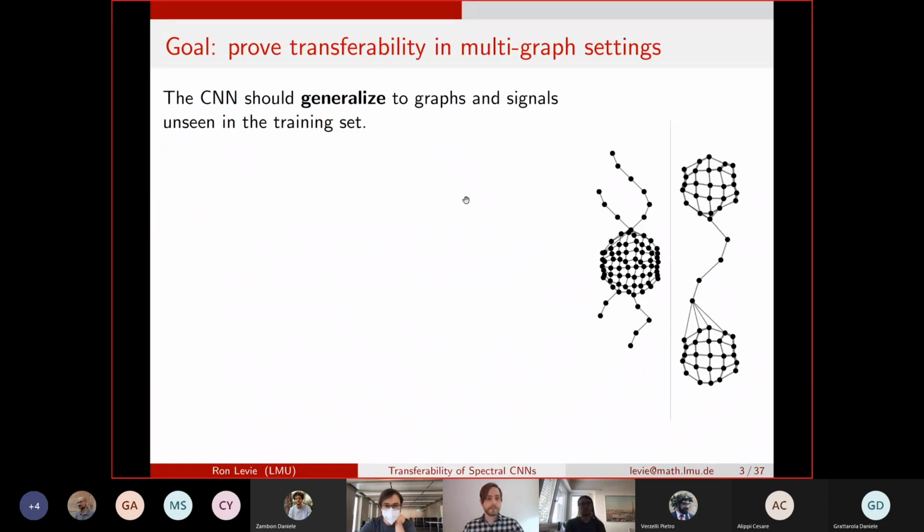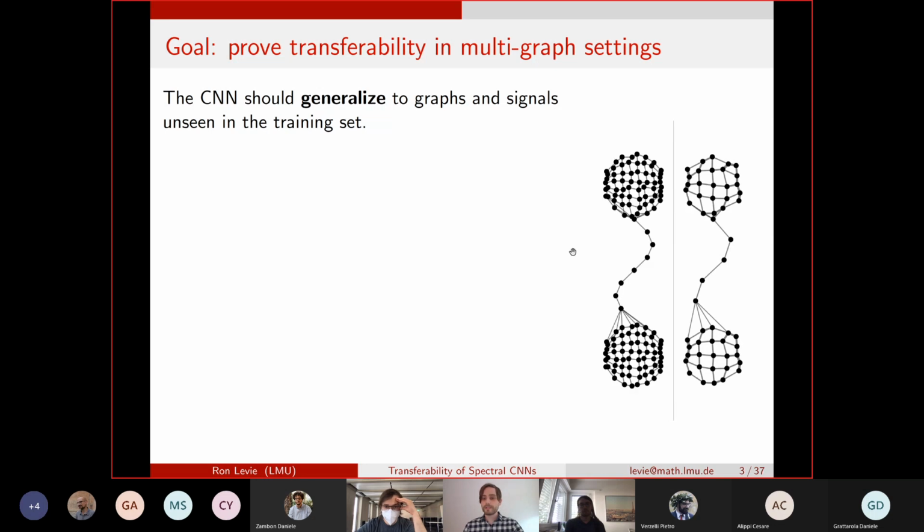Suppose we have a multi-graph setting, a data set that consists of many different graphs and many different signals on these graphs. The network that we train should generalize to graphs that we haven't seen in the training set. Let me illustrate the ideas with this picture. If we have two graphs that represent different phenomena, then I want my network to have a different repercussion on both graphs. But if I have two graphs that represent the same phenomenon, then I want my network to do approximately the same thing on both graphs.